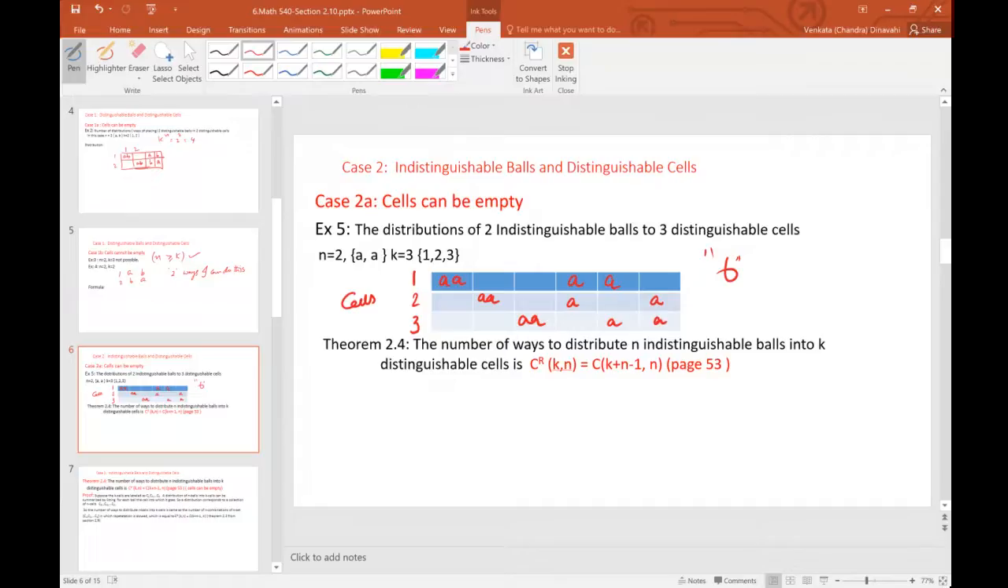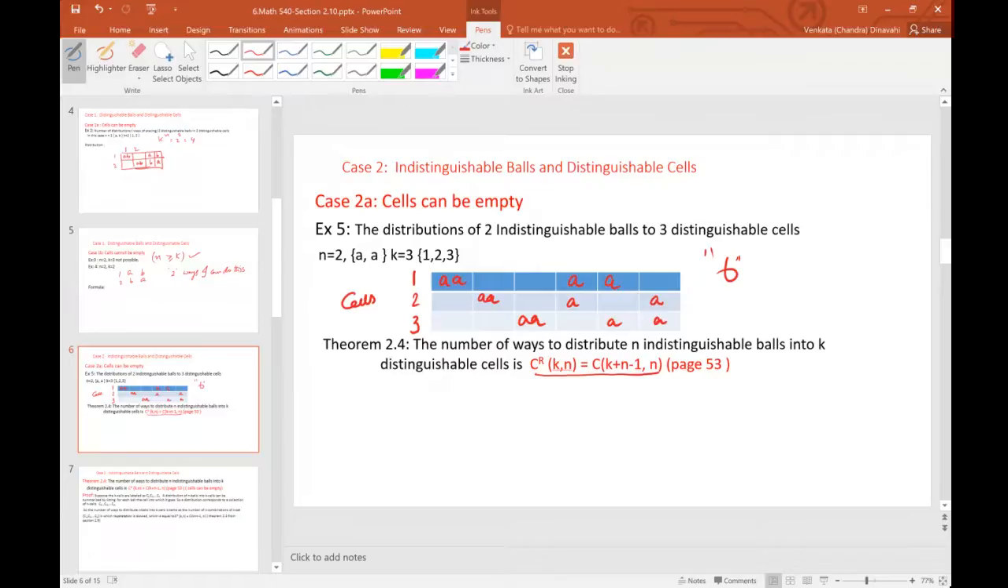Now, this theorem will give us the general formula for how to come up with this. The number of ways I can distribute n indistinguishable balls into k distinguishable cells is given by this formula. I will prove this theorem with the help of this example, then we are going to prove it in general in the next slide.